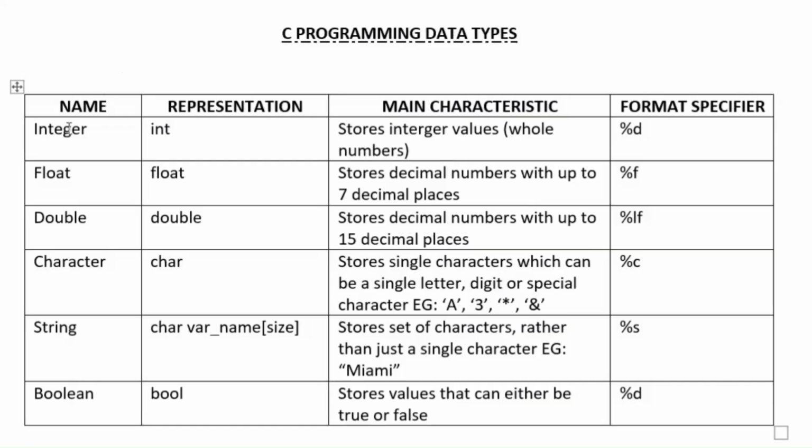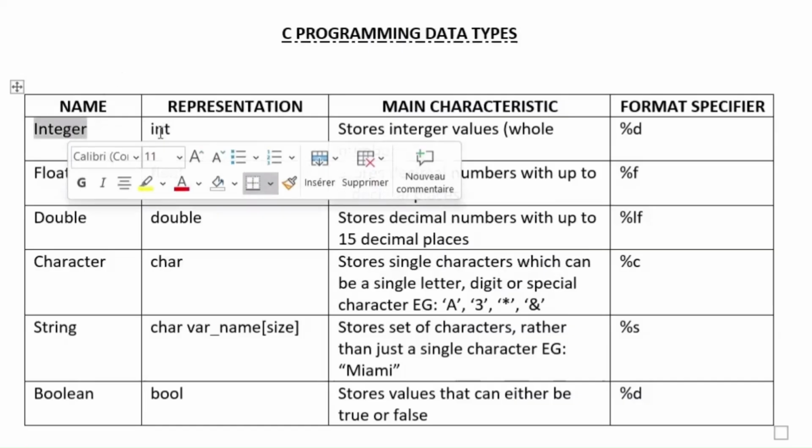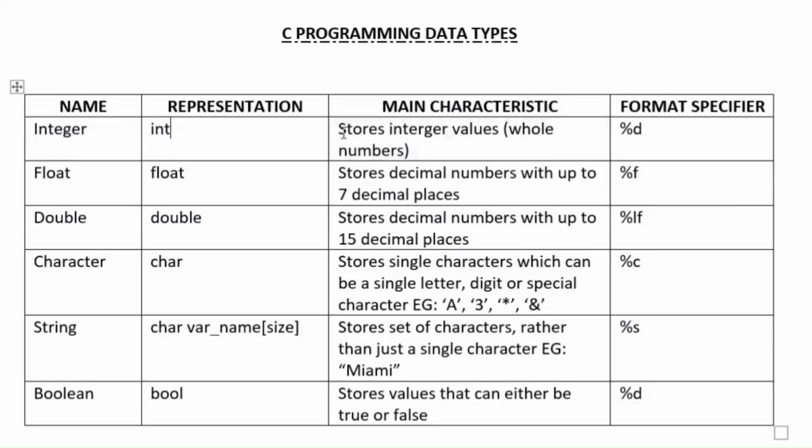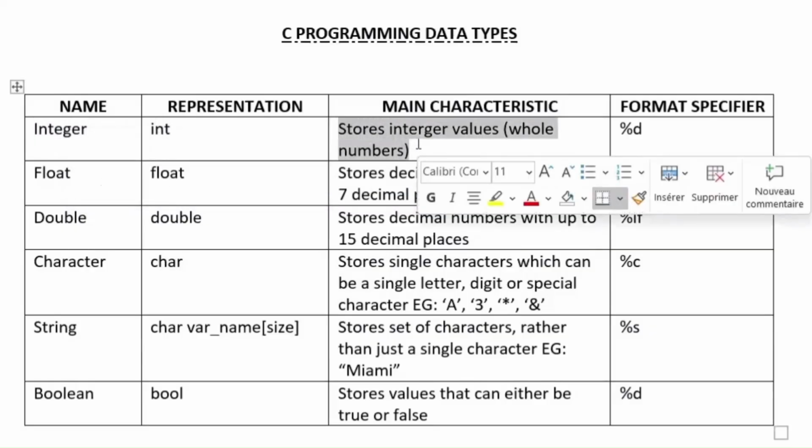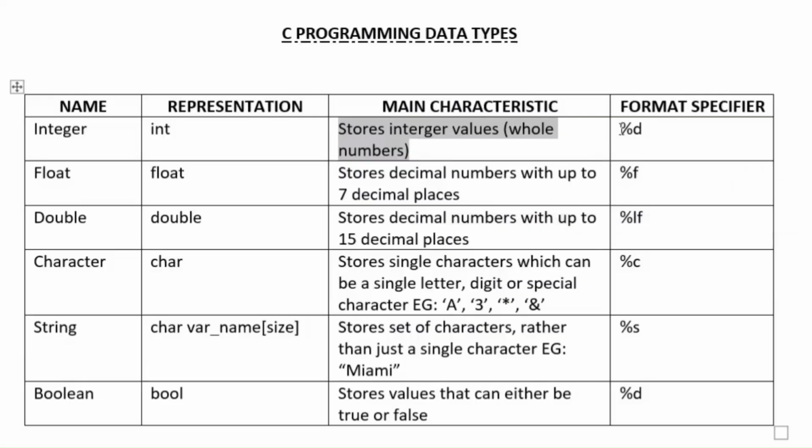So the first is the integer data type, which is represented by writing int, and its main characteristic is that it stores integer values. Integer values, in other words, are whole numbers like 1, 2, 3, or basically numbers which do not have any decimal points. And the format specifier for an integer is %d. We are going to understand more about what format specifiers are when we actually create variables in our program.